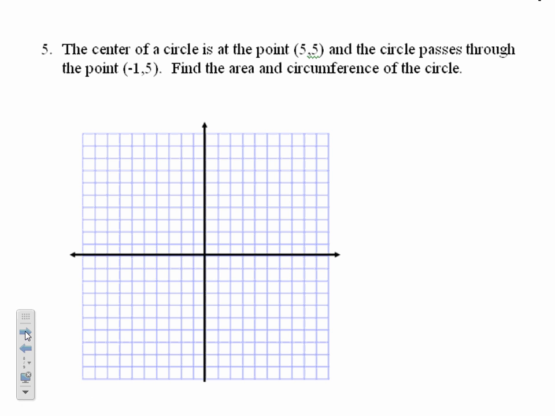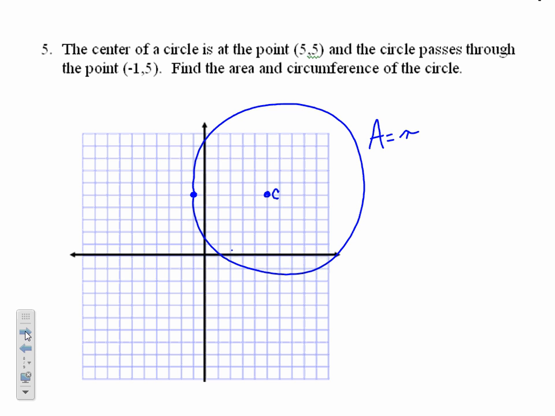The center of a circle is at the point 5, 5. 1, 2, 3, 4, 5. 1, 2, 3, 4, 5. There's the center. I'm going to put a C. And it passes through the point -1, 5. That means my circle is doing something like that. Okay, passing through the point, C is in the middle. Find the area and circumference of the circle.